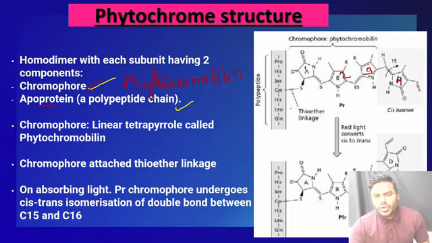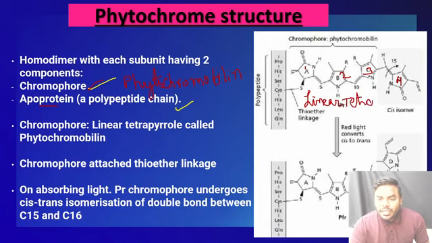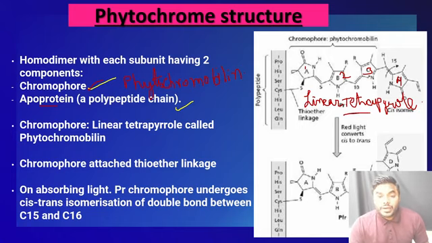Friends, you people need not remember the structure. Kindly do not worry about it. So what do you call this, friends? Linear tetrapyrrole. Kindly do not forget the statement I am saying. You call this the linear tetrapyrrole. The linear tetrapyrrole structure is what we call phytochromobilin.